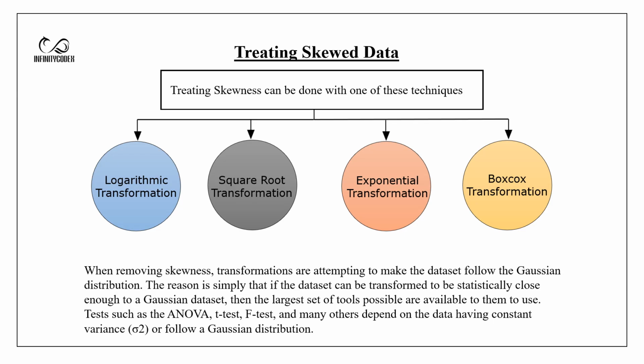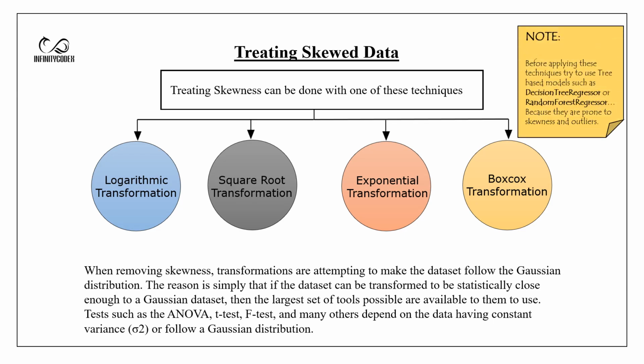can be done. Note, before applying any of these techniques, try to use a tree-based model such as decision tree regressor or random forest regressor, because they are not prone to skewness and outliers.